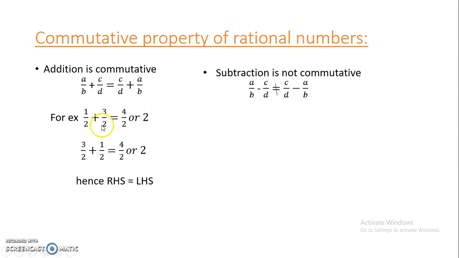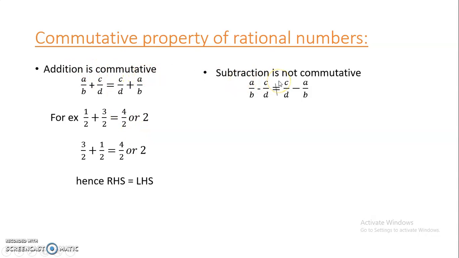Now see, again we are changing the order of addition. So we have kept 3 by 2 ahead this time, plus 1 by 2. We are adding the numerators. We get 4 by 2 or just 2. So we can say that this RHS is equal to the LHS. So when we change the order and the result is still the same, we say that addition is commutative.